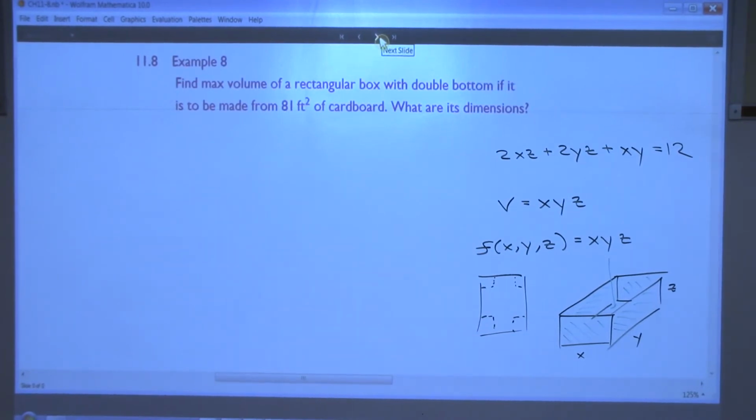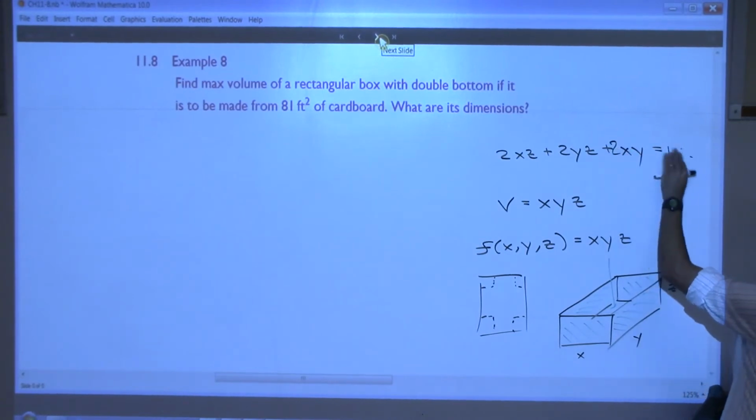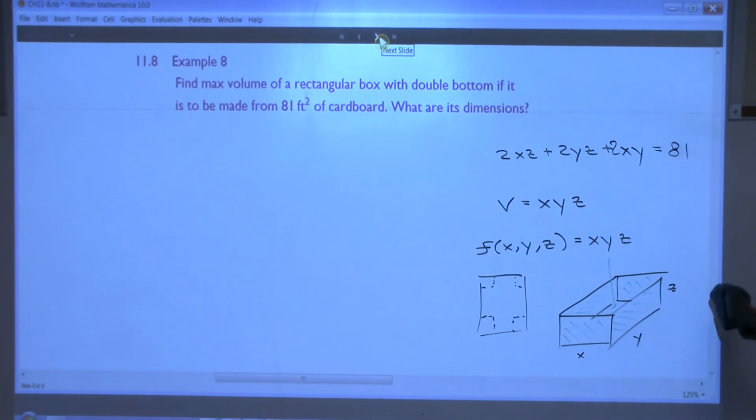Find the maximum volume of a rectangular box with double bottom if it is to be made of 81 feet of cardboard with a double bottom. So it's the same picture, right? Except they're going to reinforce the bottom with two sheets of cardboard, which is the same as having a top to it, isn't it? Yeah. All that changes is this. And then this is what? 81? There you go. Same exact thing, right? Except change that to a 2.